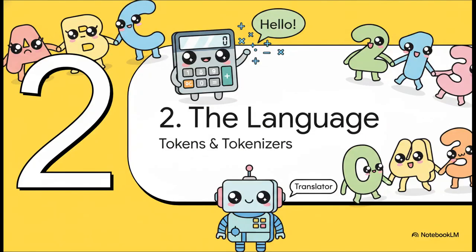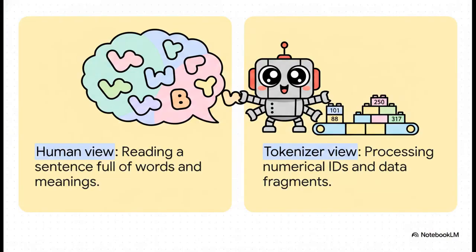Moving right along to our second block, the language, tokens and tokenizers. Now, while LLMs process text, they don't actually read human letters like A, B, or C. They only understand numbers. So they need a translator, and that's where the tokenizer comes in. As humans, we look at a sentence and we see a flow of words and emotional meaning. But a tokenizer looks at our words and acts as a middleman, basically chopping those words into tiny, digestible numerical Lego bricks called tokens. Everything you type gets broken down into these tokens, mapped to specific numerical IDs, fed into that math engine we just talked about, and then the numbers are translated back into human words for us to read.